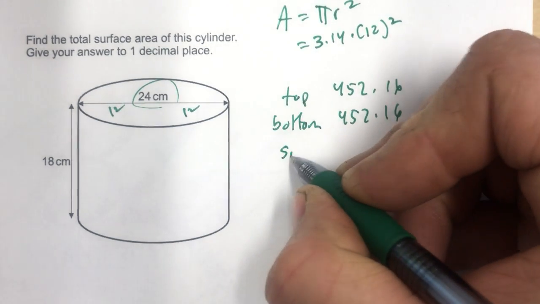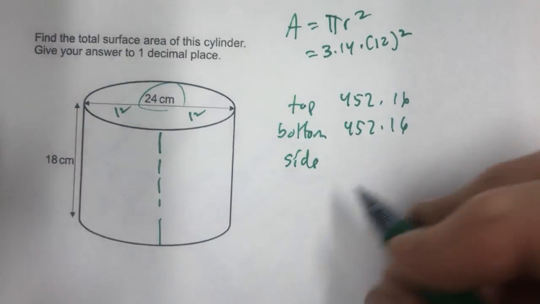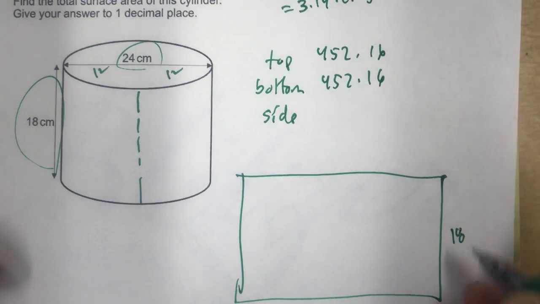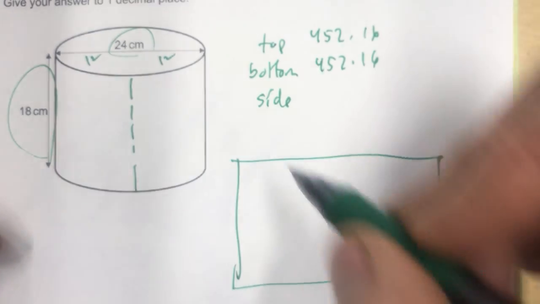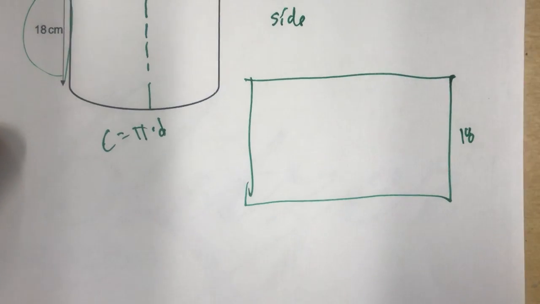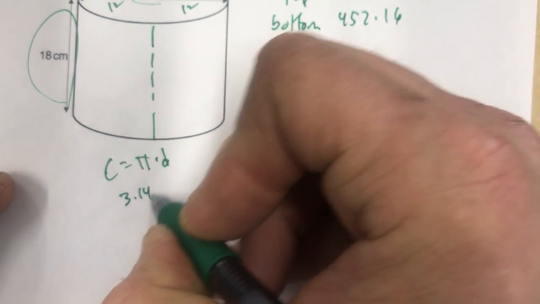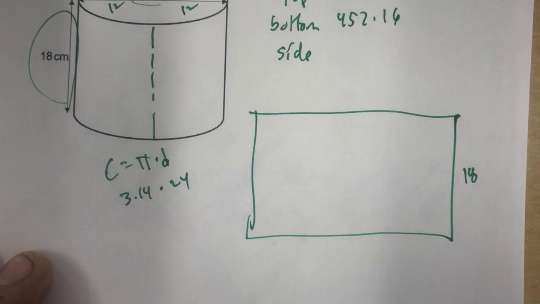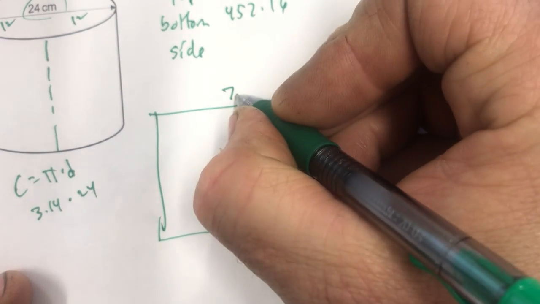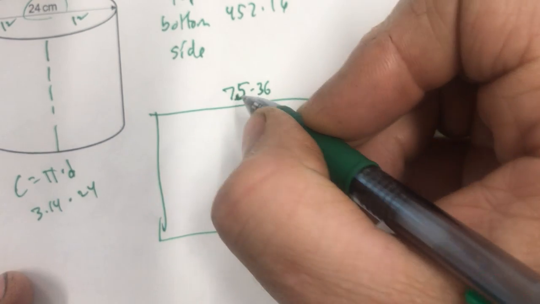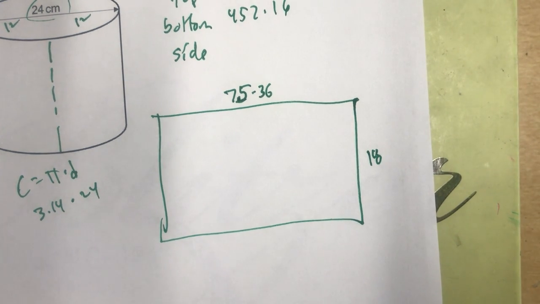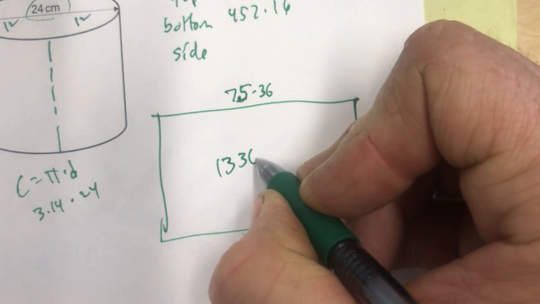452.16. Now the side piece, remember I'm going to have to cut it down right here and fold it out, which makes this big long rectangle. Now this rectangle is 18 inches or 18 meters tall, and the distance around this circle is what the length of it is. So I need to do the circumference, which is pi times diameter. So this is 3.14 times the diameter, which is 24, so 75.36. That's how long the rectangle is. So my area of the rectangle is going to be 18 times that, 1356.48.